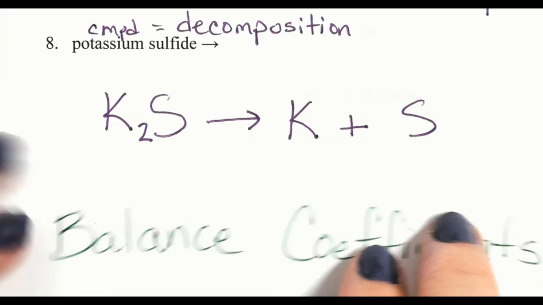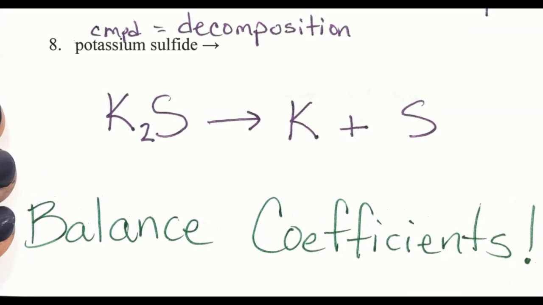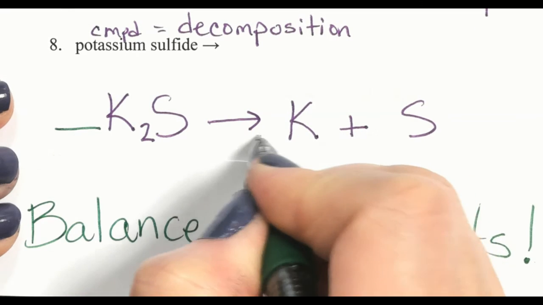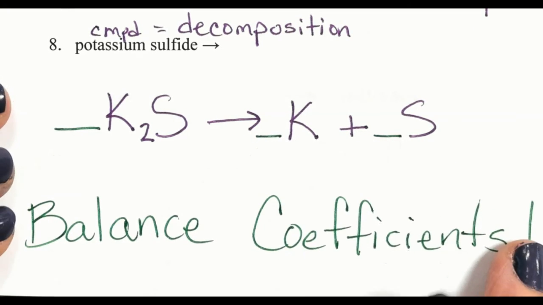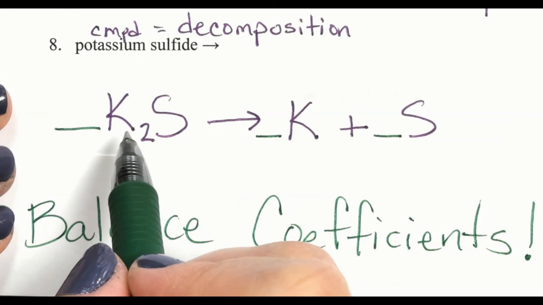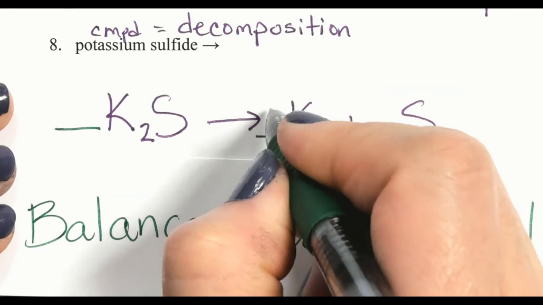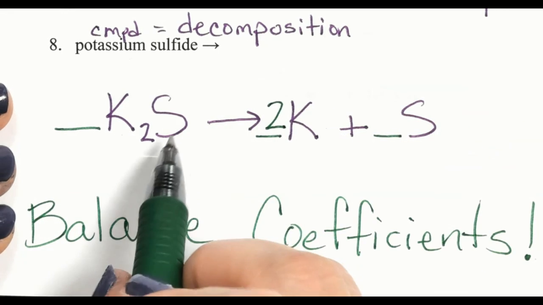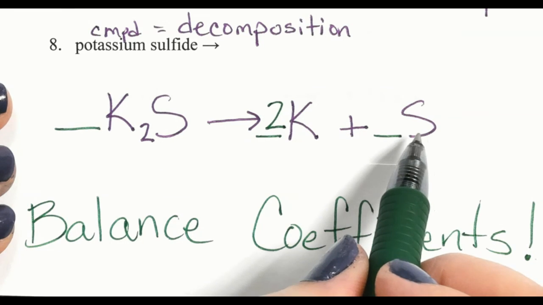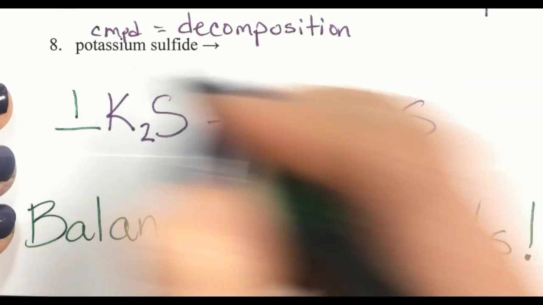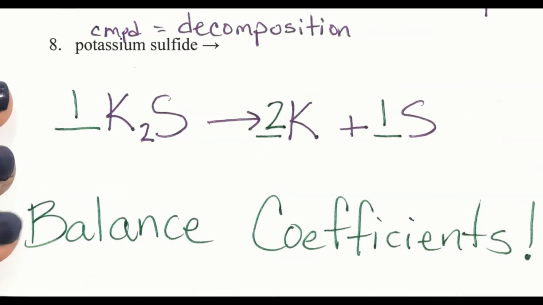Finally, you need to make sure that you balance the coefficients. So I'm going to draw a blank in front of each of these. And now you have 2 potassium on the left, only 1 on the right. So we'll put a 2 here. 1 sulfur on the left, 1 on the right. So this is now balanced as 1, 2, and 1 for my coefficients.